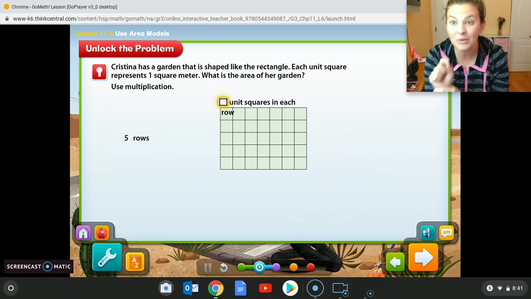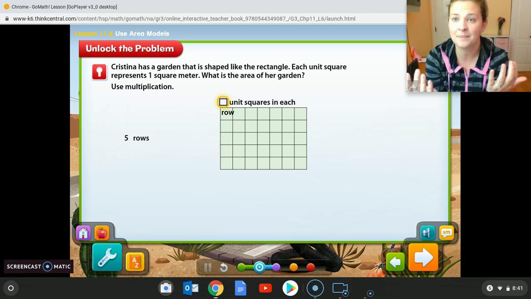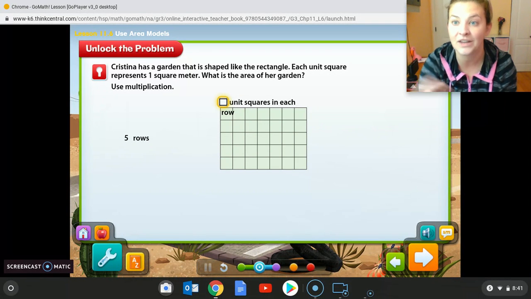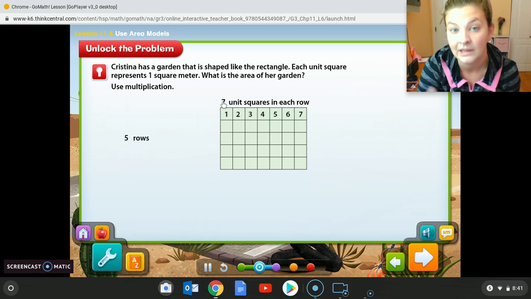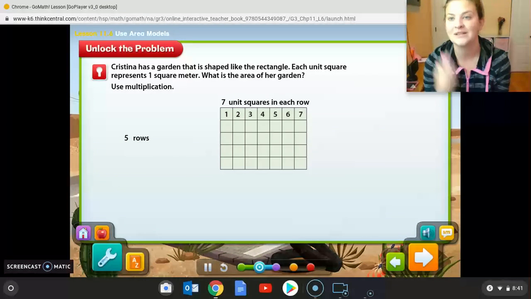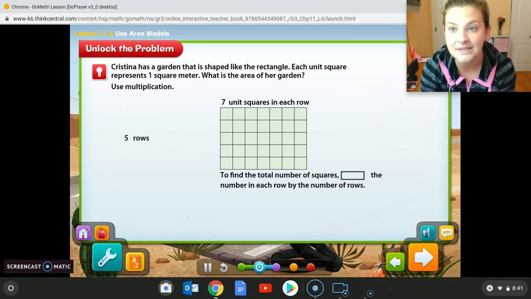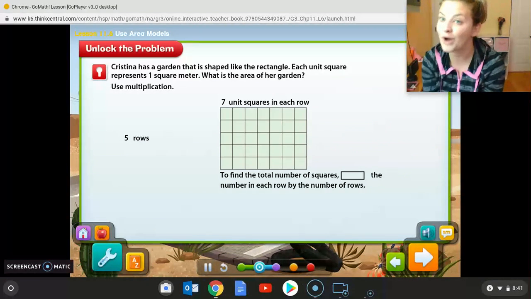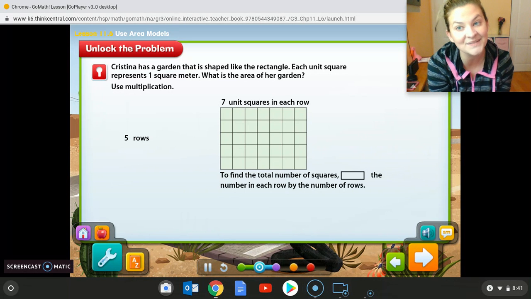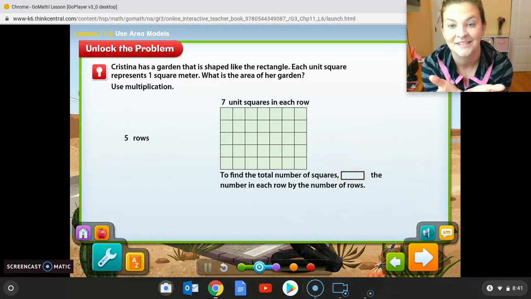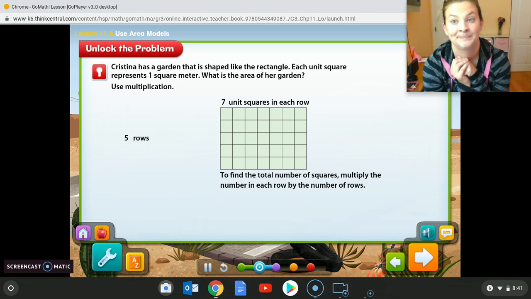So now, remember with a multiplication chart, it goes up and then over. What is the top number? How many are in each row? 7. We already did that. So if I have 5 rows of 7, I can find the number of squares by taking how many rows times how many columns, and it makes a pretty array. Ready? I can multiply those now.